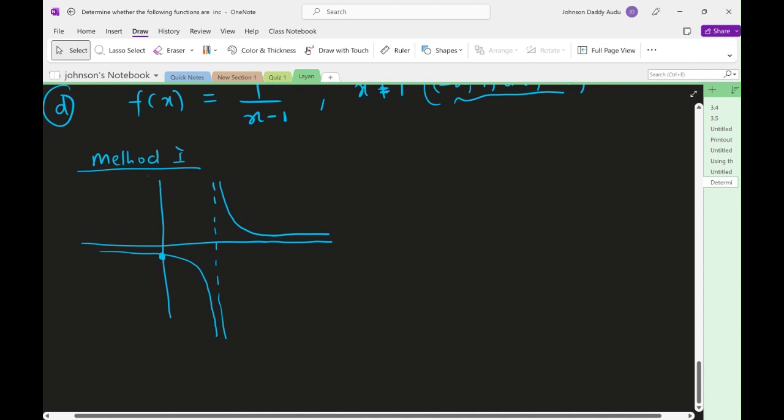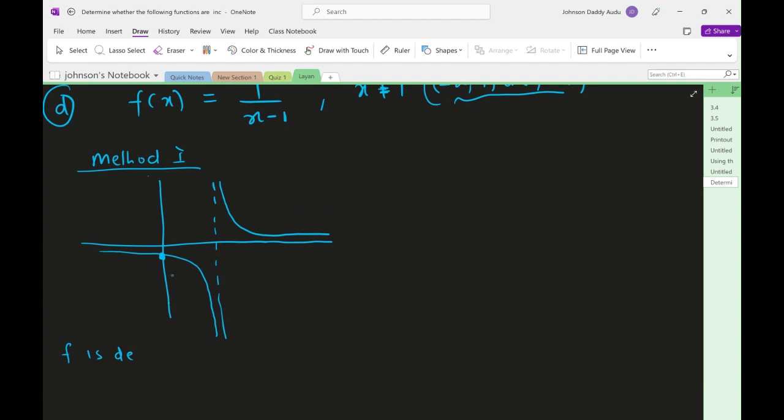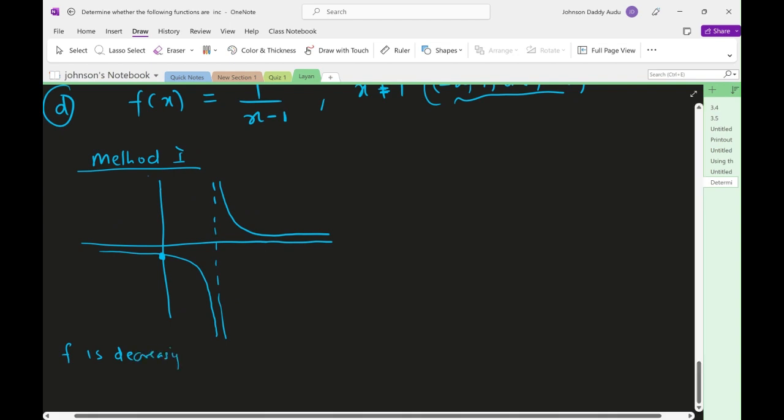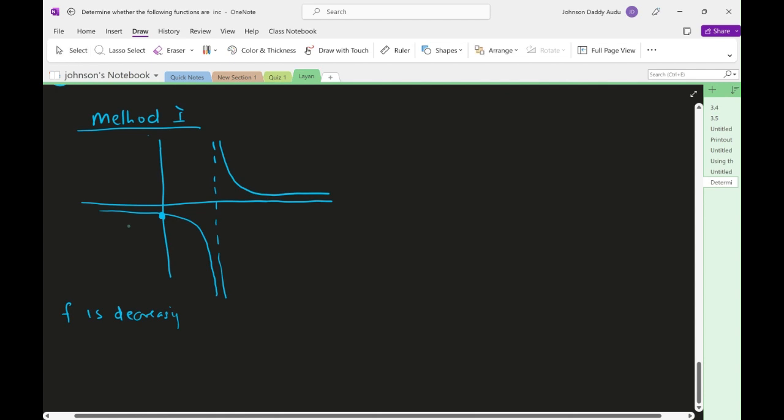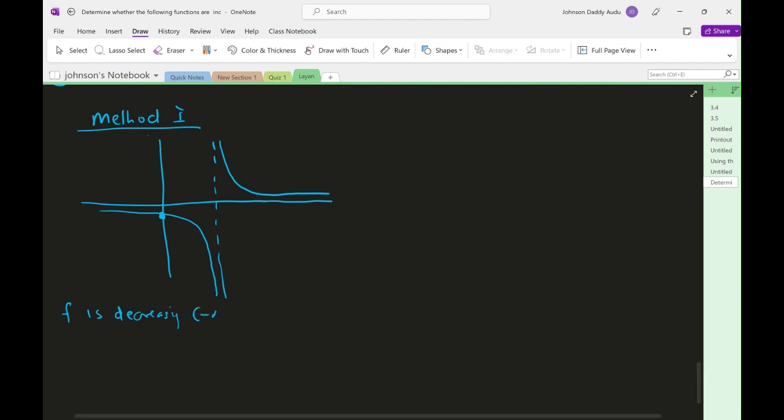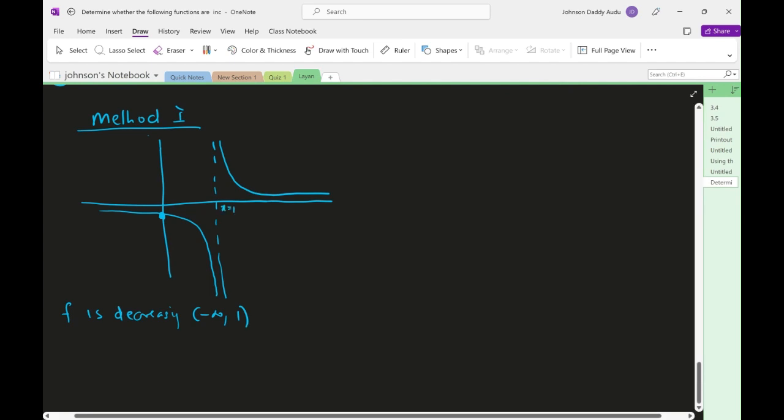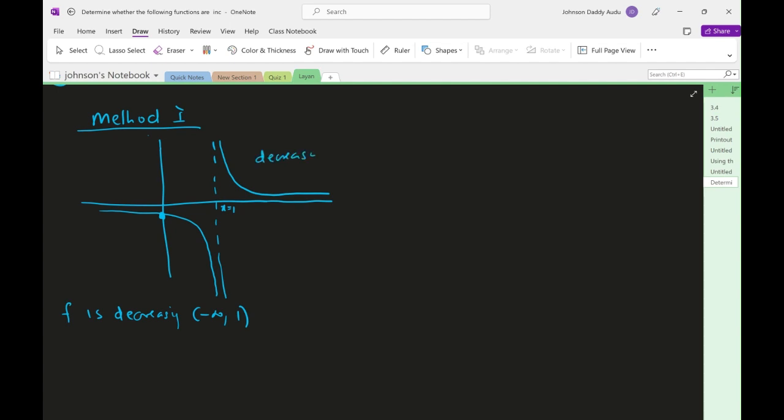So from this graph, what can we see? We can see that f is what? Is it decreasing here? Yeah, this is decreasing. It's a decreasing function. But here it is decreasing from -infinity to where? To 1, because this is x equals 1. And here also it is decreasing. So it's also decreasing here, from where? Okay, so you can see that this is decreasing.